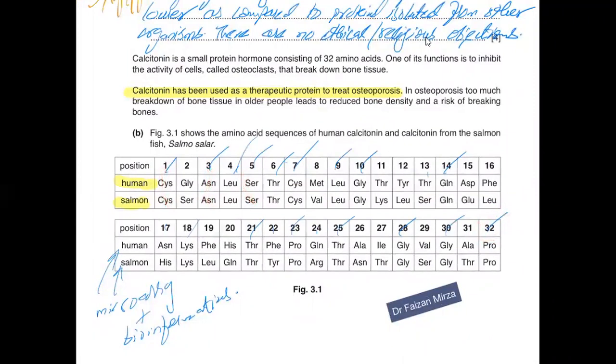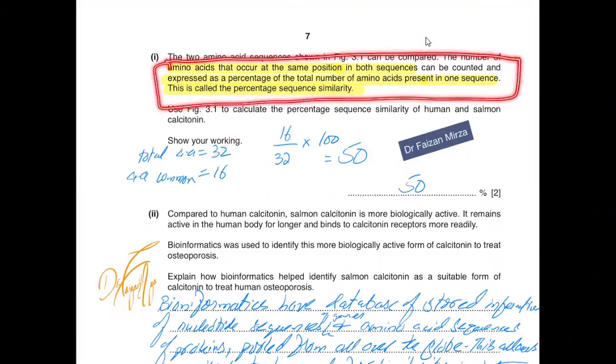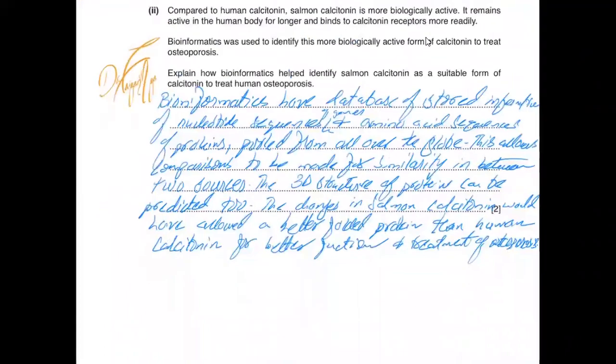So if we count, we see that total amino acids are 32. Amino acids which are common are 16. So we just take the percentage sequence similarity. It is already mentioned how percentage sequence similarity can be calculated. This information is relevant to figure out what formula you have to use. So you will just use amino acids common divided by total amino acids multiplied by 100. That will give you 50%. So that 50% tells us the amino acid similarity.